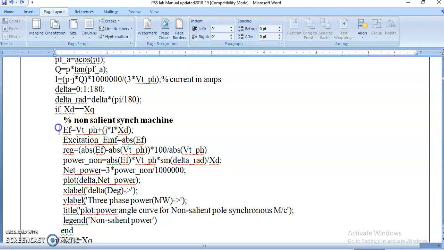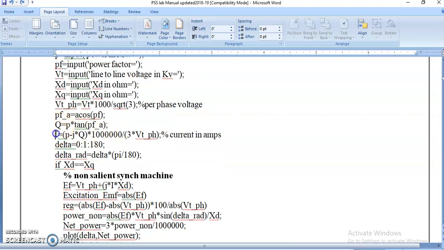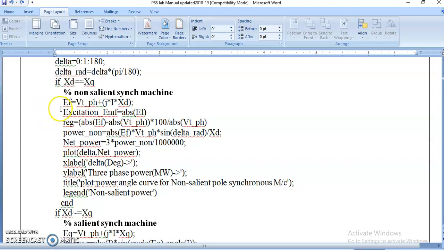If this line won't execute, then sometimes J will give an unexpected expression. Then J is replaced by small i. Small i is also imaginary, J is also imaginary. And I is current. This current, don't write small i, it will be imaginary. Okay. I is current here. Therefore EF is equal to V plus J into I into XD. And this EF you convert into absolute value. That absolute value is nothing but the excitation EMF. The problem told us to find excitation EMF also. EF is the excitation EMF, and regulation is simple.